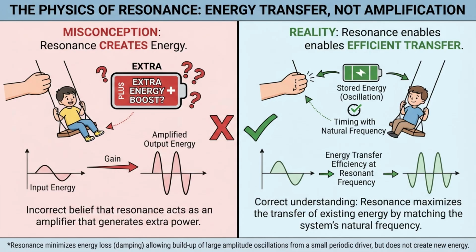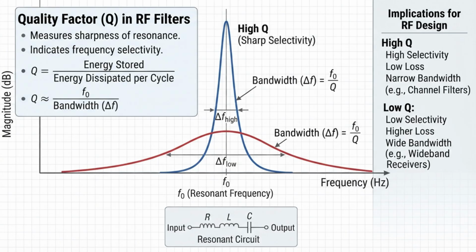A common misconception is that resonance amplifies signals by creating extra energy. In reality, resonance does not generate energy, it simply allows energy to transfer more efficiently at one particular frequency. In the next lesson, we'll explore the quality factor Q and learn how engineers measure the sharpness and selectivity of resonant RF filters.